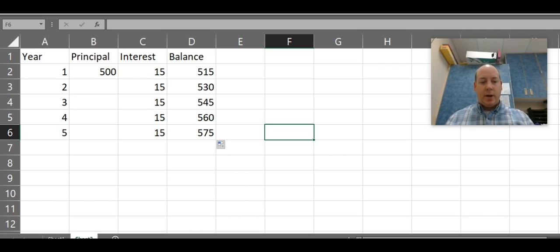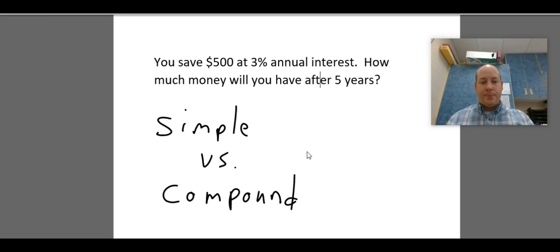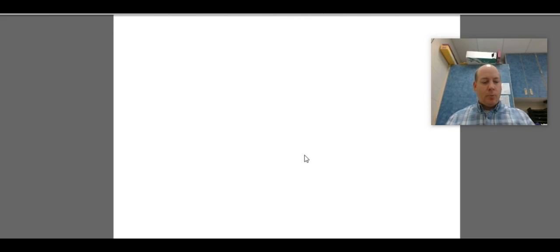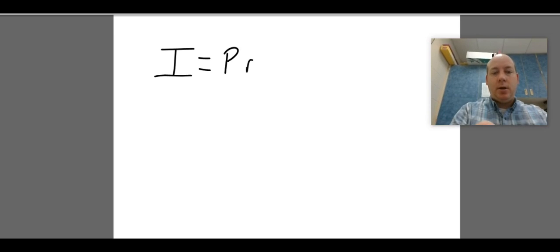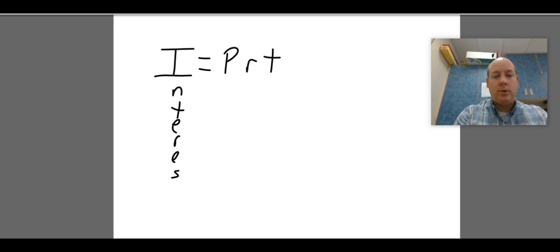Okay, now to calculate simple interest, we're going to use a formula. So that formula looks like this: I equals PRT. Okay, I is interest. So that's that extra money that you get or that you have to repay if you're borrowing. P is the principal. That's the money that you are saving or borrowing.